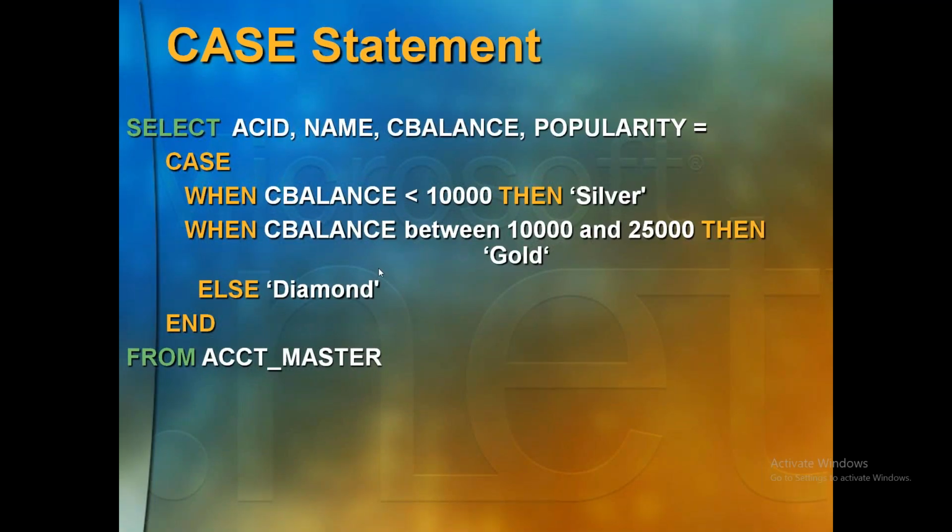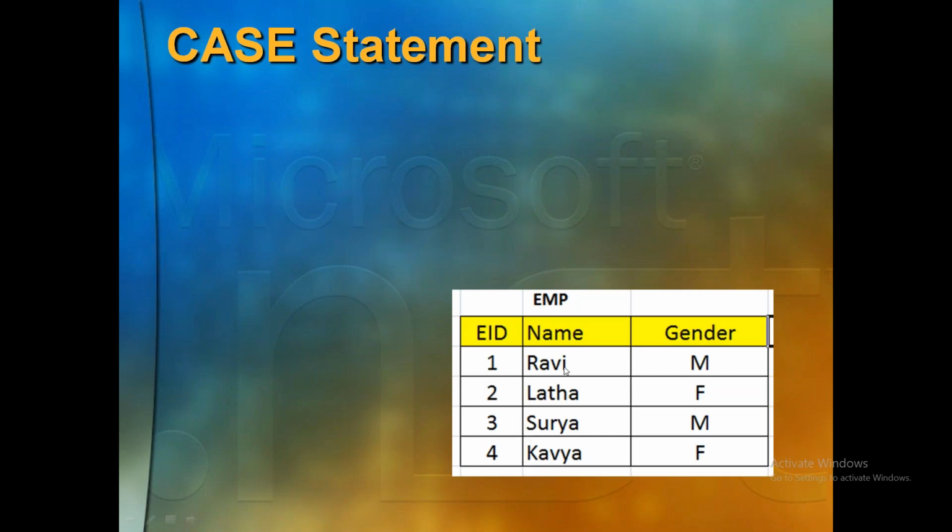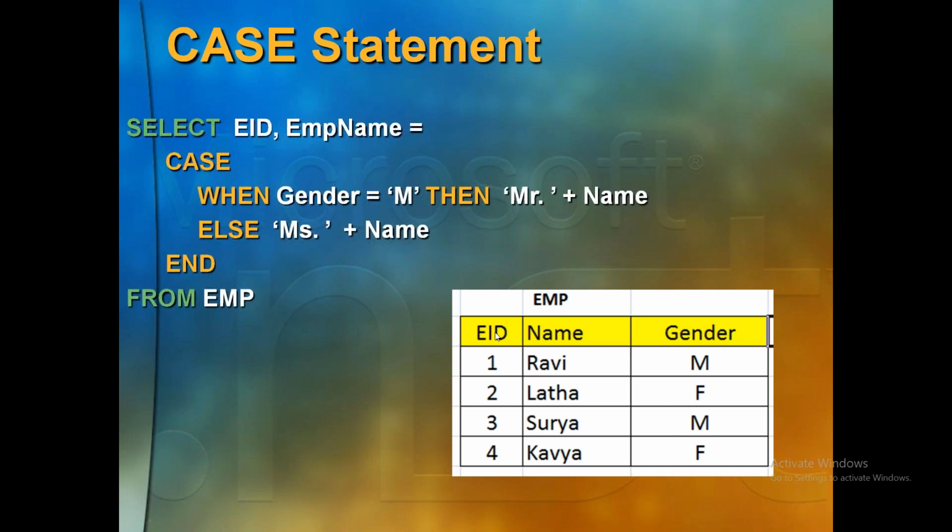So this is the example we discussed. Now I have a table like one Ravi, Lata, Surya, Kavya, male, female, male, and female. So I wanted to give employee ID. Employee name is equivalent to case when gender equals M, then the name must be prefixed with Mr. So Mr. Ravi, else it has to be prefixed with Miss Lata. So Mr. Ravi, Miss Lata, Mr. Surya, Miss Kavya. This is how you are going to get the full name or employee name with titles and everything. Clear? So how can you get the title?